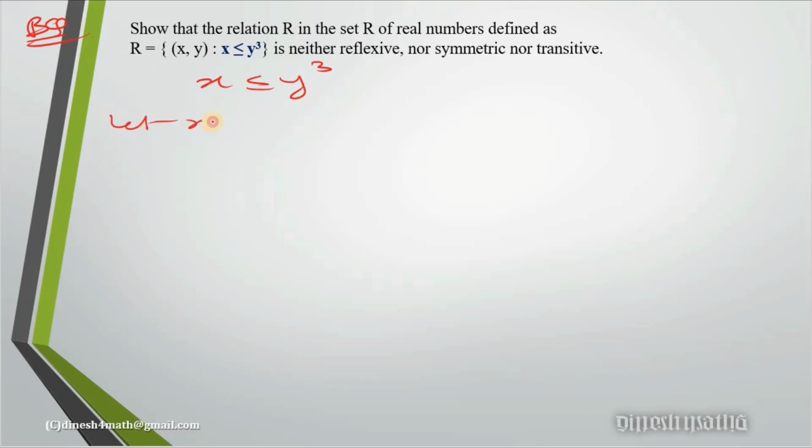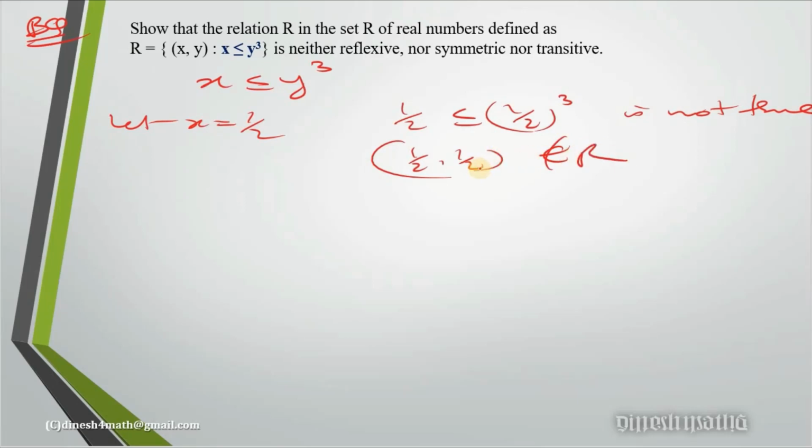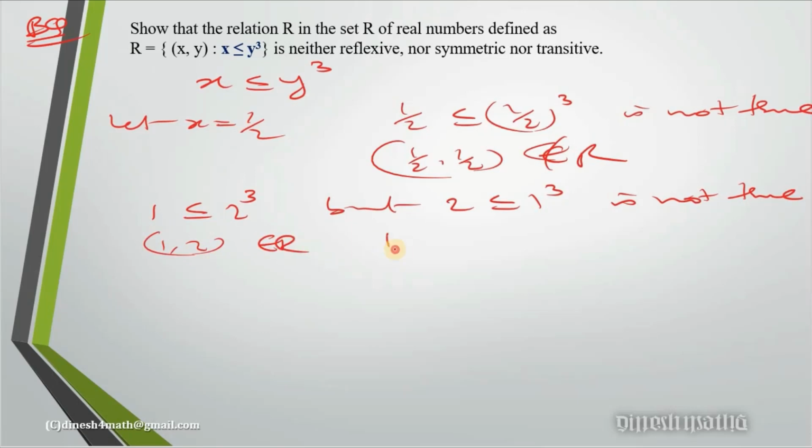Say let x is equal to half. So clearly half less than or equal to half cube is not true. So (half, half) does not belong to R, or half is not related to half. So it is not reflexive. Now if I take 1 less than or equal to 2 cube, it is true, but 2 less than or equal to 1 cube is not true. So (1, 2) belongs to R, 1 is related to 2, but (2, 1) is not related. So it is not symmetric.